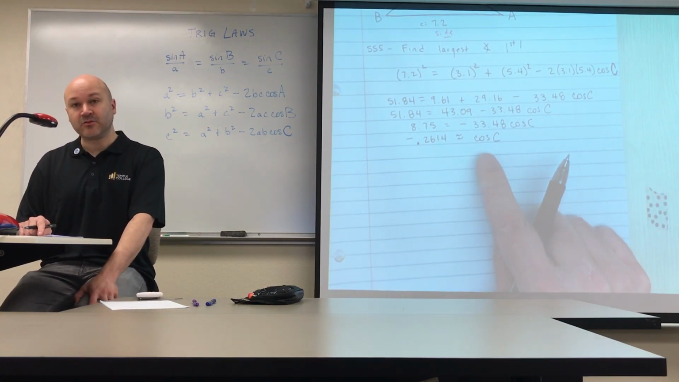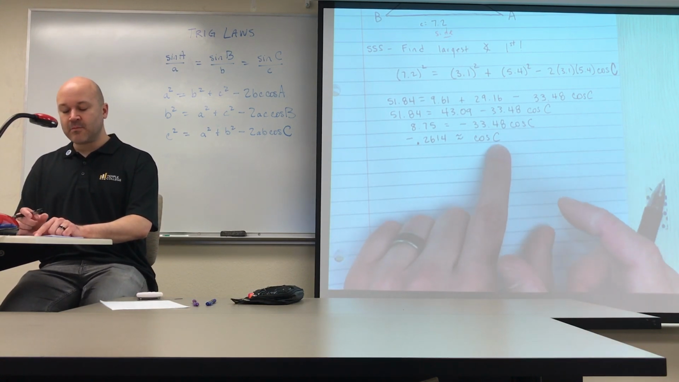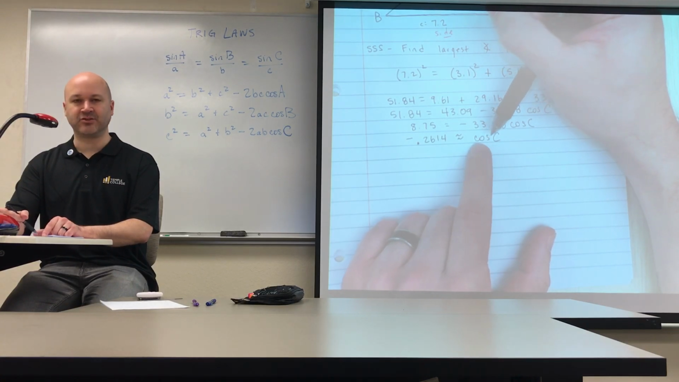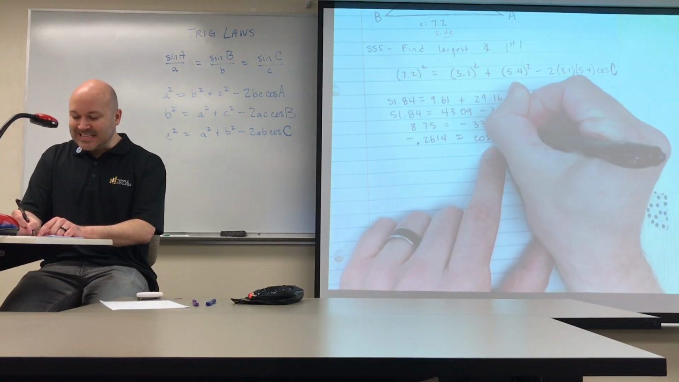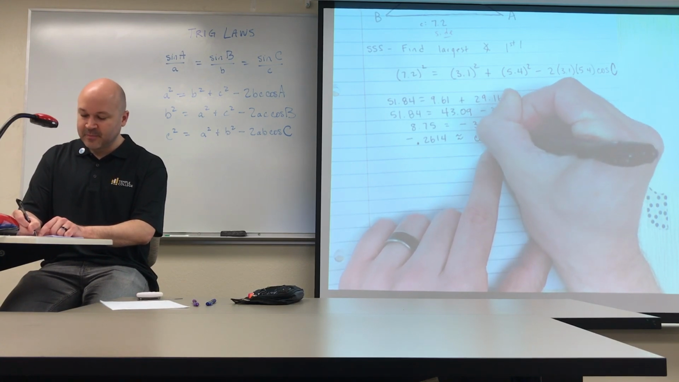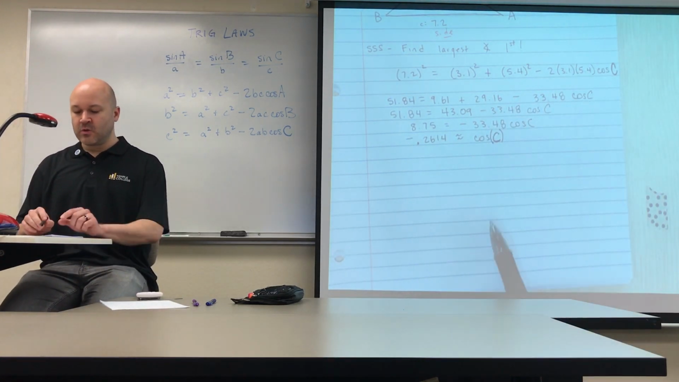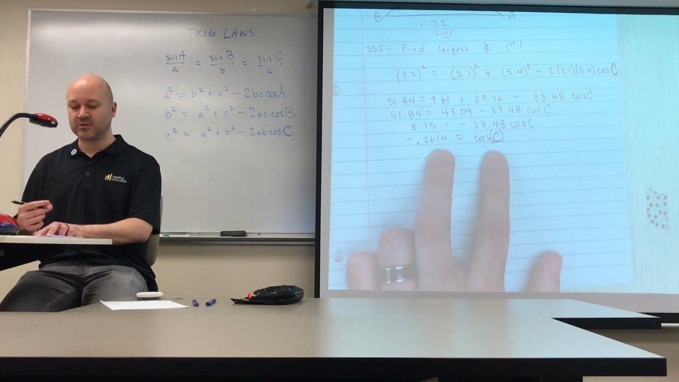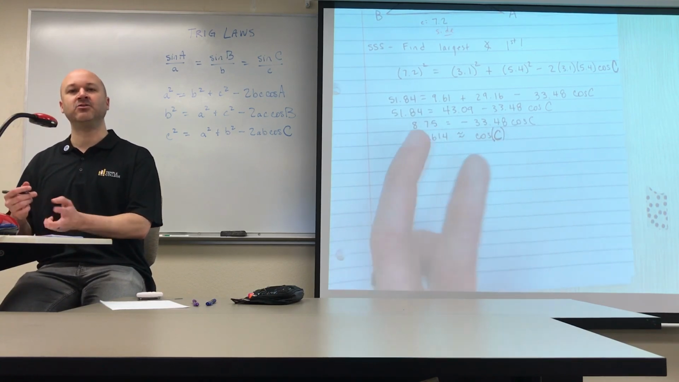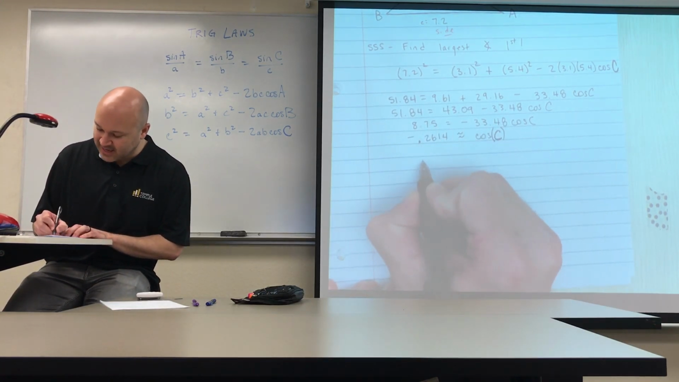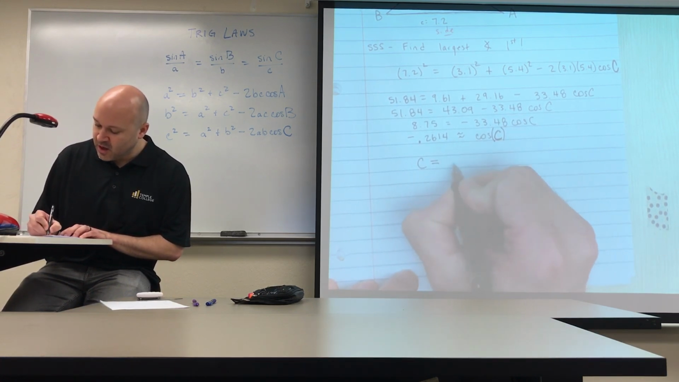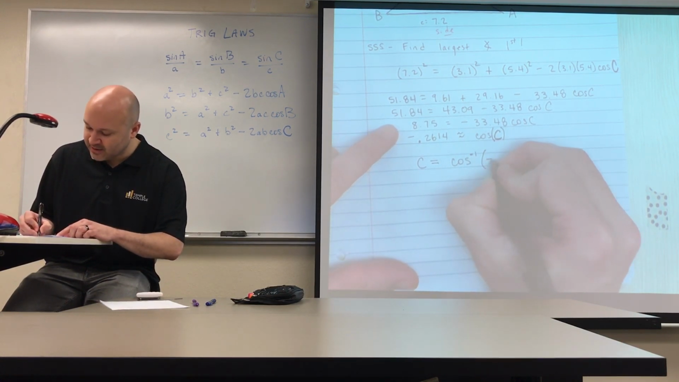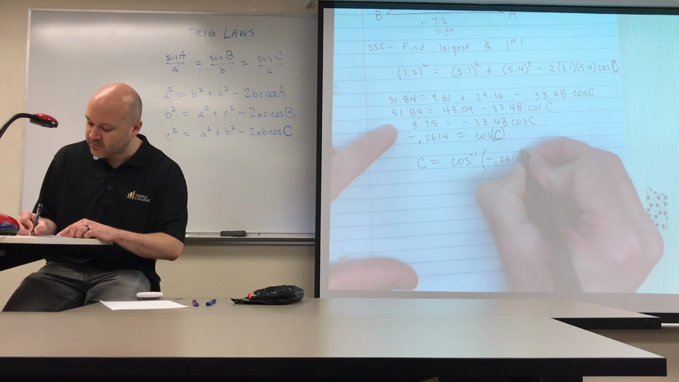Now that I've isolated the trig function, I can now solve for C. Now I can't do anything like multiplication or division anymore. This C is inside of a trig function. It's the input of a trig function. So what I'm going to do is introduce a different function, arc cosine or inverse cosine. That will take my inputs and outputs and interchange them. So C is equal to the arc cosine or inverse cosine of negative 0.2614.